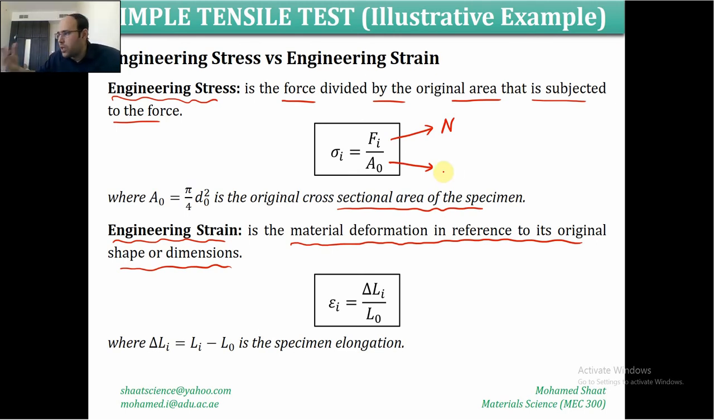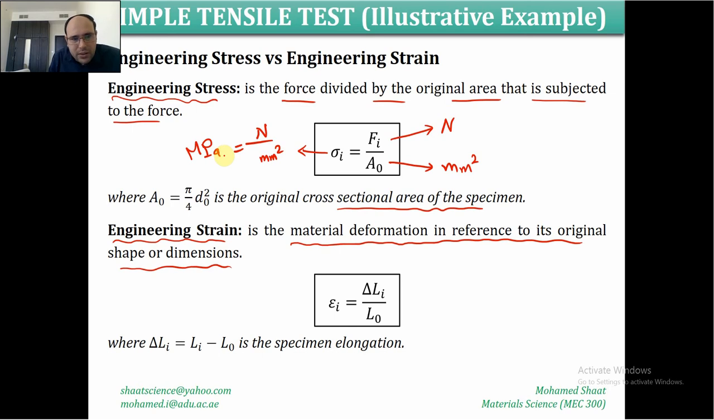What should be the unit of the area in the metric system or the international unit system? It could be in millimeter square, meter square, centimeter square, it's up to you. For example, if you define the area in millimeter square, and this is commonly what we do as mechanical engineers, if we divide Newton over millimeter square, this is going to give us the unit for the stress. It will be Newton over millimeter square.